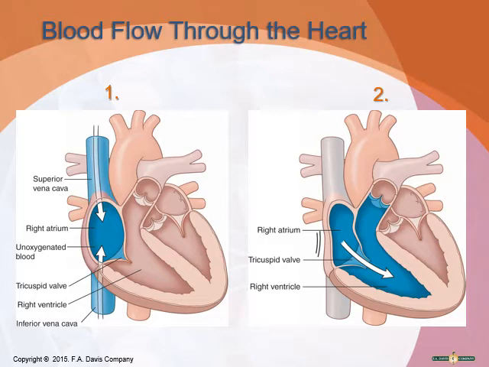Number 1. The right atrium receives deoxygenated blood returning from the body through the superior and inferior vena cava. 2. Once that right atrium is full, it contracts. This forces the tricuspid valve open, and the blood flows into the right ventricle. When the right ventricle is full, the tricuspid valve snaps closed and prevents blood from flowing backward into the atrium.